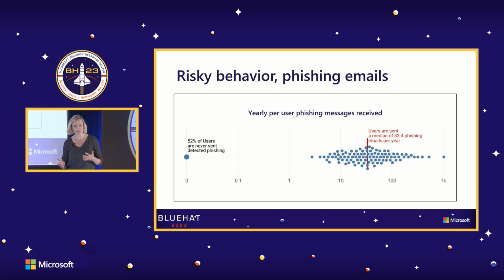So that's kind of interesting. This is the first place we're splitting our population, right? About half never even get one. They don't even get to make a decision about whether or not they should click a link. And the other half are getting them, some obviously more so than others.